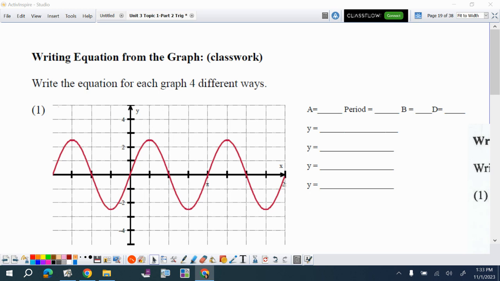In this video, I'm going to talk about how to write a trig equation given the graph. Okay, so let's write the generic equation.